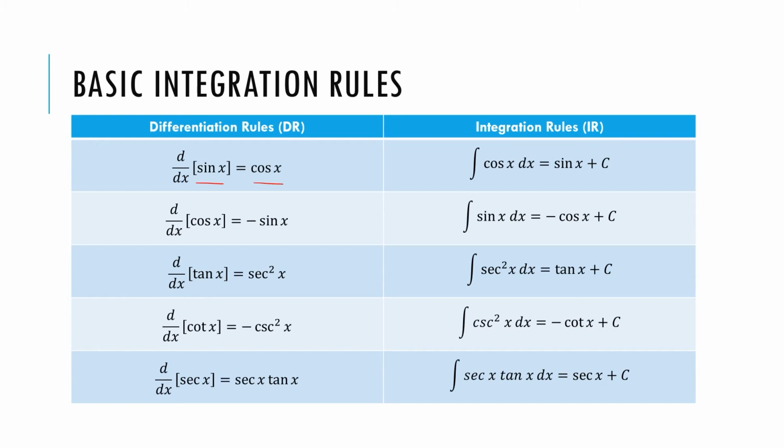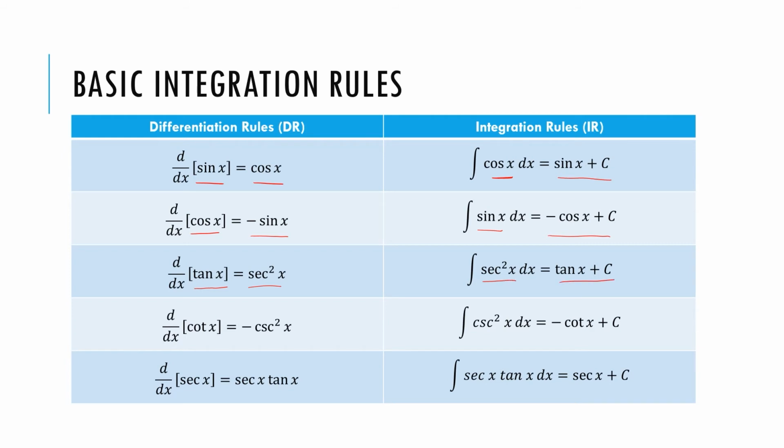Next is, pag cosine x dito, magiging sine x plus c. Pag cosine x dito, magiging negative sine x. But here we have sine x, negative cosine x plus c. Then we have tan x is equals to secant squared x. On here, pag secant squared x, yung tan x plus c.